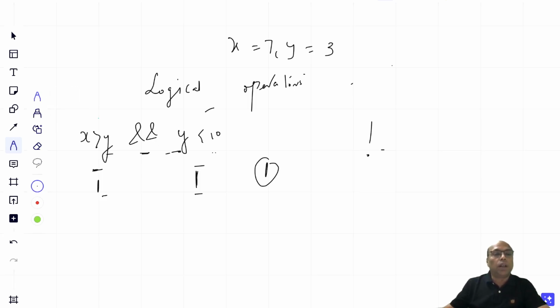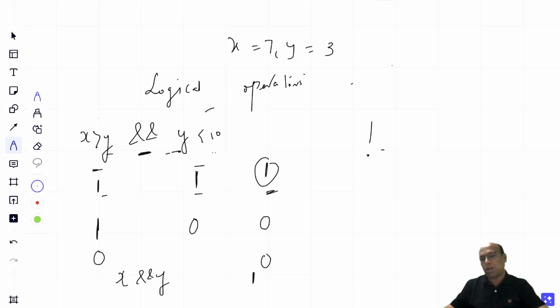Now, if the left hand side is 1, but the right hand side is 0, the answer is 0. If the left hand side is 0, it will never go and solve the right hand side. It will directly produce 0 for you. Therefore, the logical AND requires both sides to be non-zero. In this case, the result is 1. Why do I stress the word non-zero? If I write x and y in this case, the answer is 1. Both sides are non-zero.